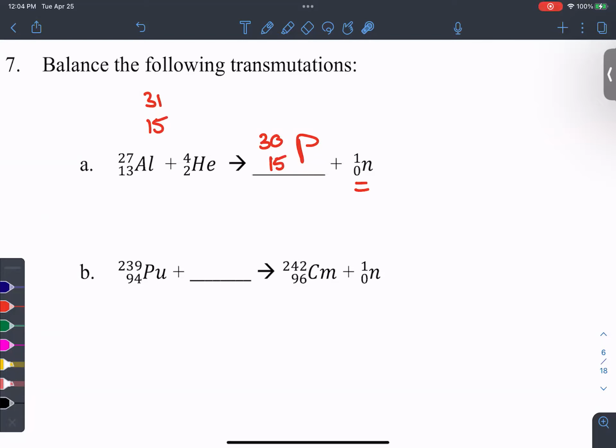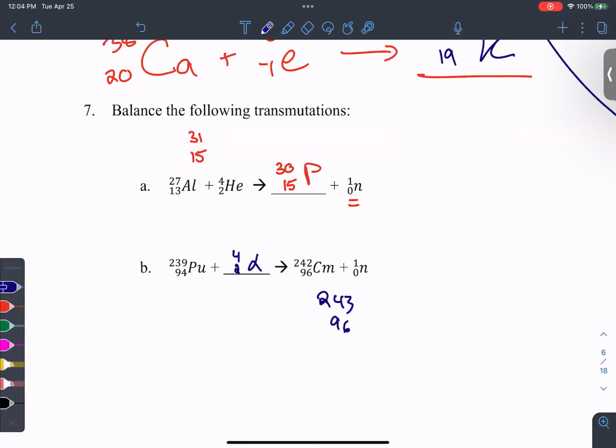All right, what's the product here? Or sorry, no, the reactant. So here, 243, 96, so this has to be 2 and 4. What is that? That's an alpha particle, great. Or helium nucleus, whatever.